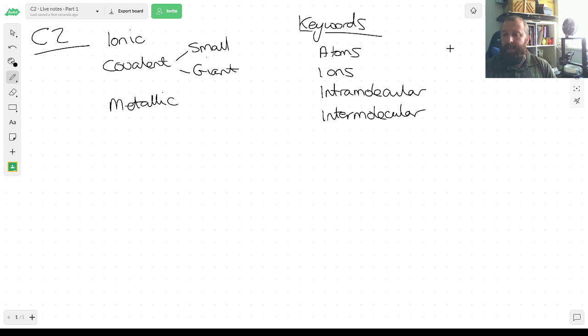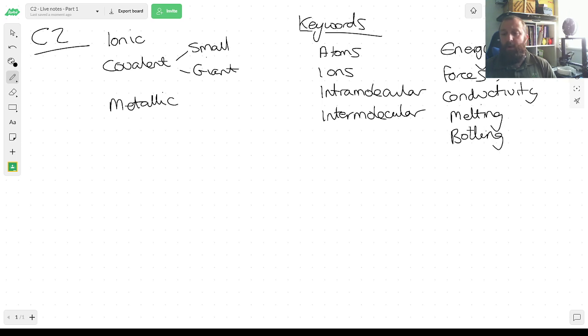We are particularly going to be talking about energy here, and we're going to be talking about forces as well. Conductivity is going to be quite important. Melting and boiling point. And we're going to be looking at how these words link back to the forces involved, link back to the properties.